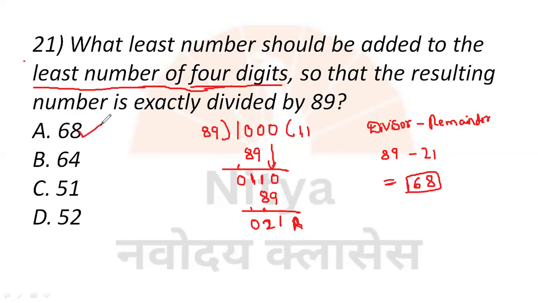Option number A. What least number? The least number is 68. When you add it to 1000, the number will be exactly divisible by 89. So that is option number A, 68.